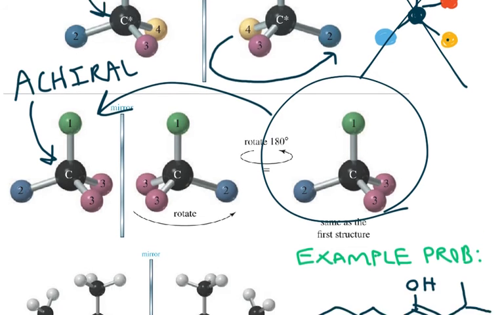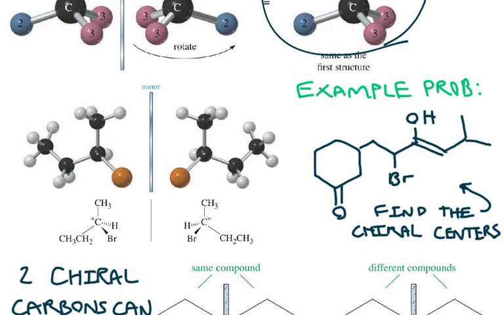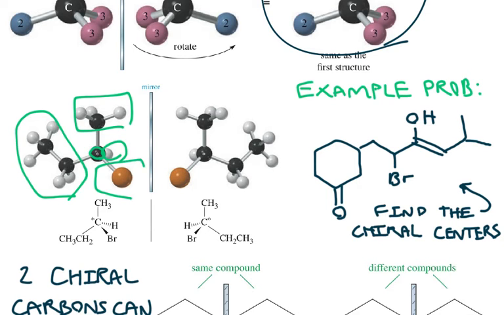So if we look at this without just colors, but with an actual molecule, we've got this 2-bromobutane here. Well, the center that we are looking at is going to be this carbon, right? And it's bonded to four different things. We've got a methyl, we've got an ethyl, we've got this hydrogen that's kind of hiding back there, and we've got a bromine.